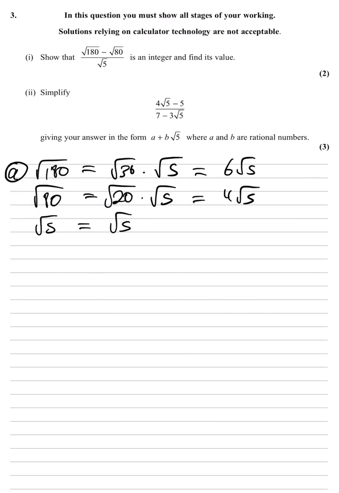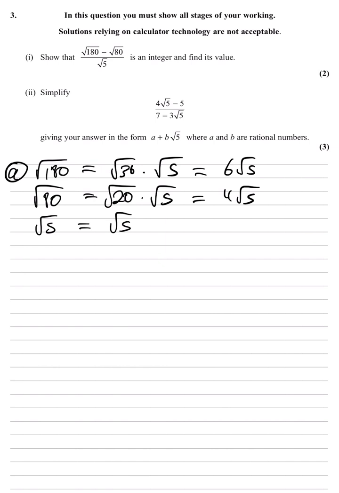Alright, y'all, what's up? Same June 2022 question paper, but now we're on to question 3, and this question has to do with radicals and surds and whatever you want to call them.